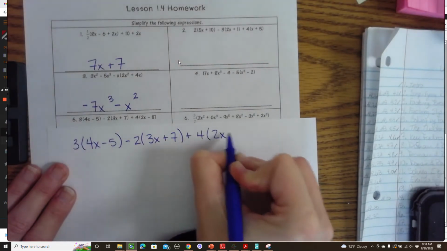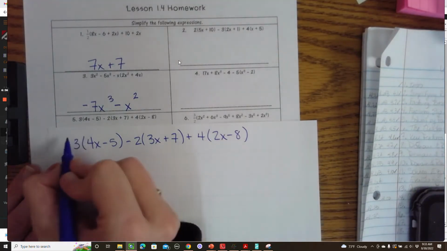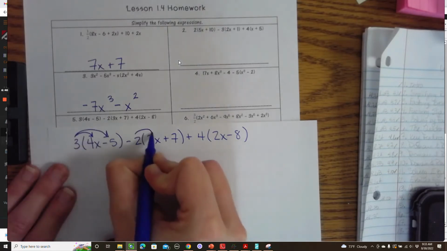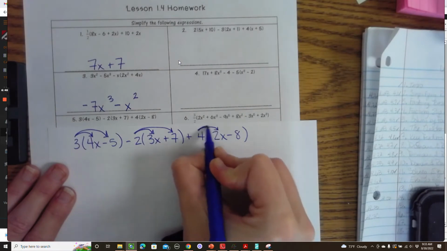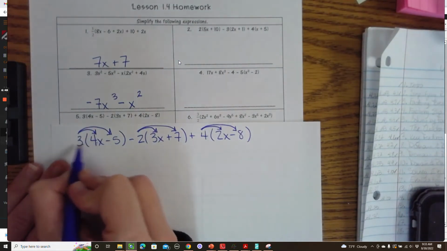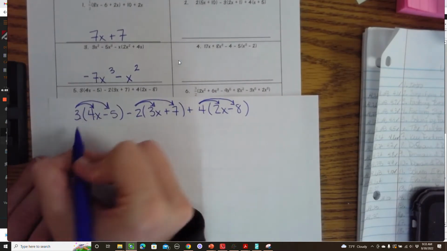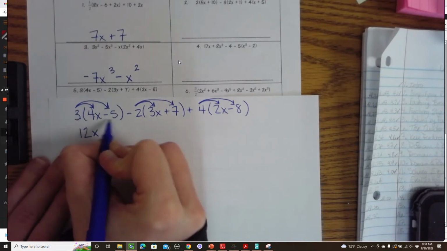All right, so 5. This one has a lot of distributing. So that is our first step. We distribute. Remember when we distribute, just multiply the numbers, the coefficients together. So 3 times 4, 12. Tack on the x. 3 times a negative 5.